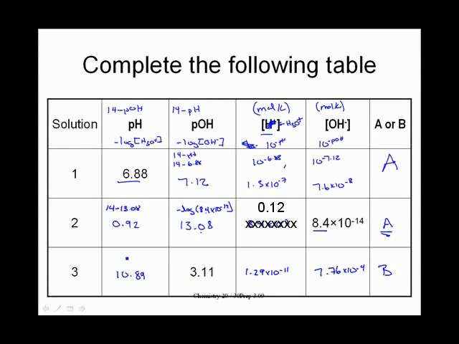For the next one, I did a couple of different steps. The first step I did, because I like to find my pH first, 14 minus 3.11 to get my pH. For my concentration of hydronium ions, I used 10 to the negative pH, which would be 10.89. And for my concentration of hydroxide, I used 10 to the power of negative 3.11. And again, pH is high, so it's a base. A low pOH means the same thing, and our solution's a base.